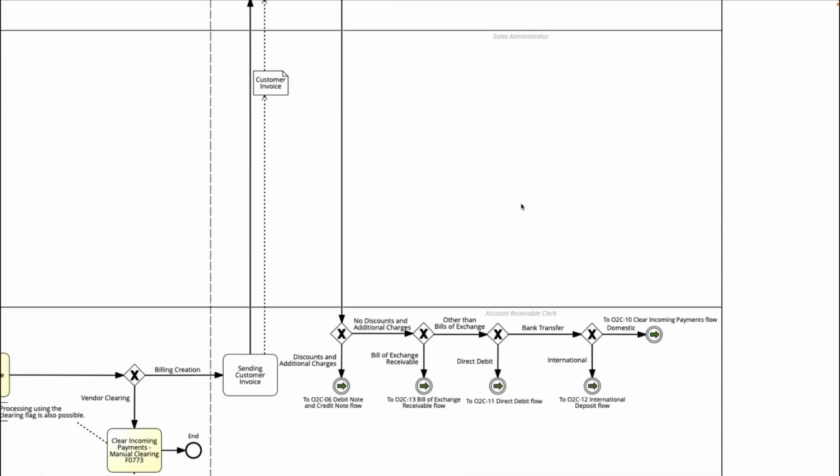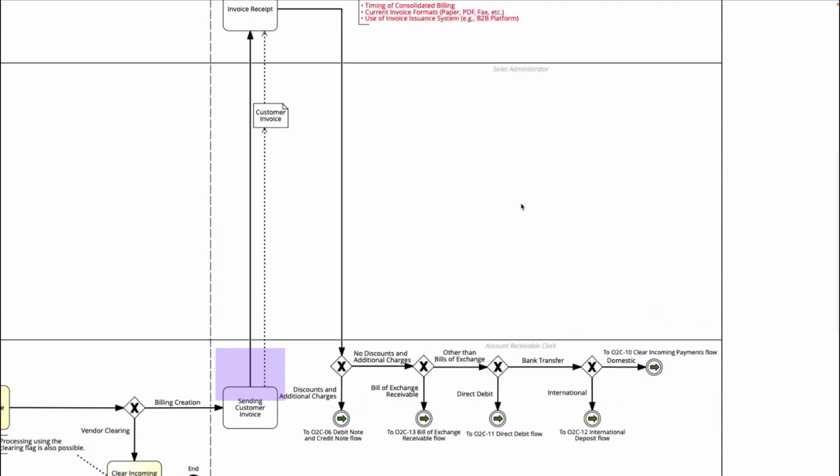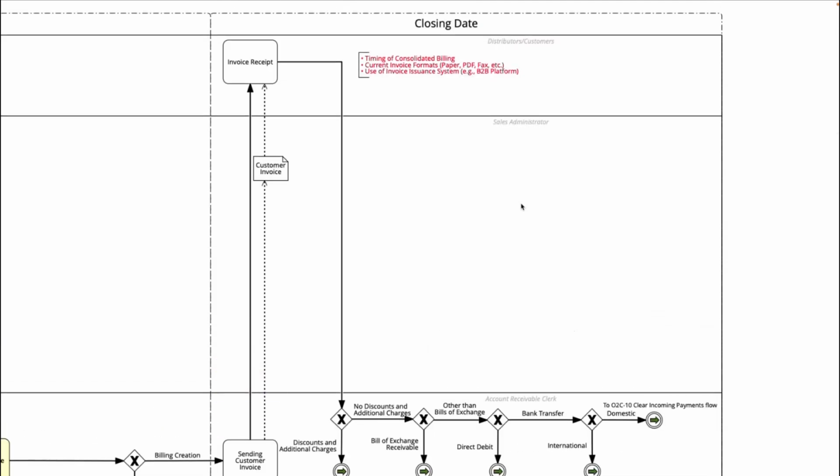The account receivable clerk sends the invoice to the customer. The customer then sends back an invoice receipt to the account receivable clerk. In most cases, once payment is received from the customer, there are different paths depending on the payment method used to clear the incoming payment.